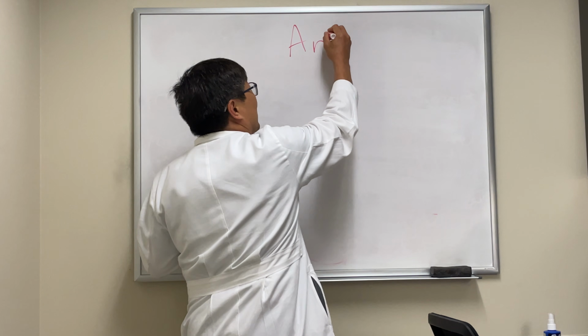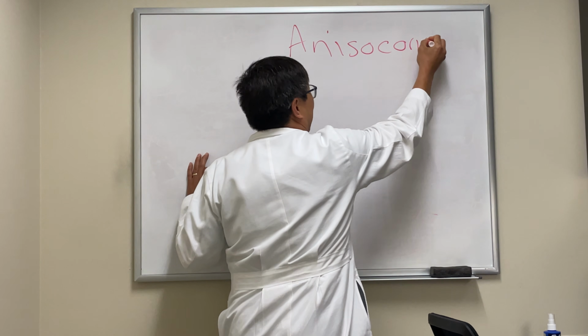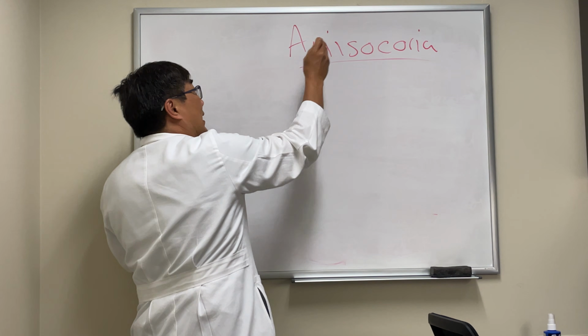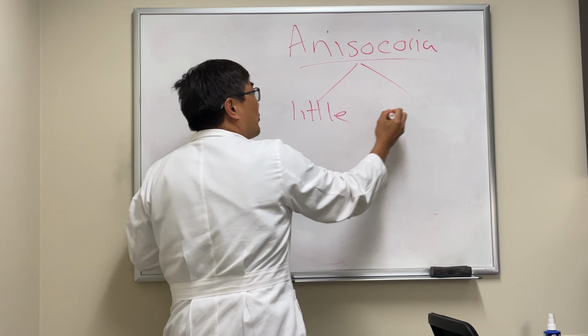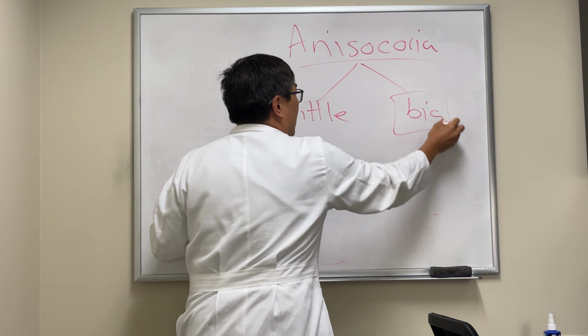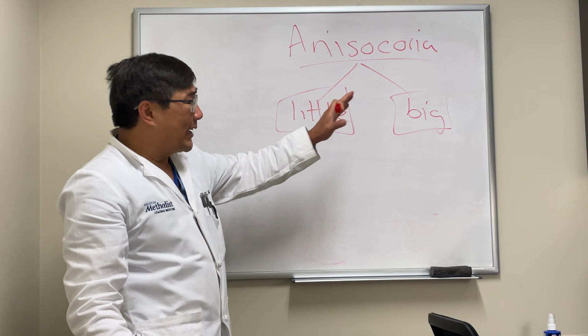So someone wanted us to redo the Anisocoria one, but only in 5 minutes. So Anisocoria, not the same size pupil. You're trying to determine whether it's the little pupil that's the problem or is it the big pupil that's the problem. And so the first step is looking at the light reaction.